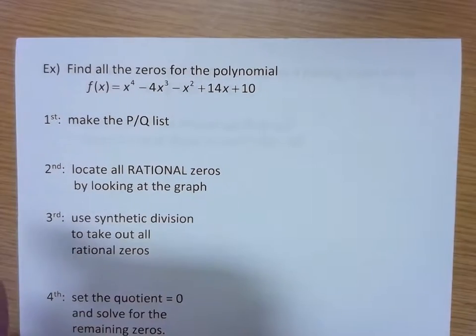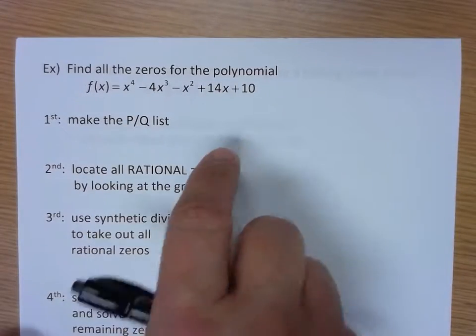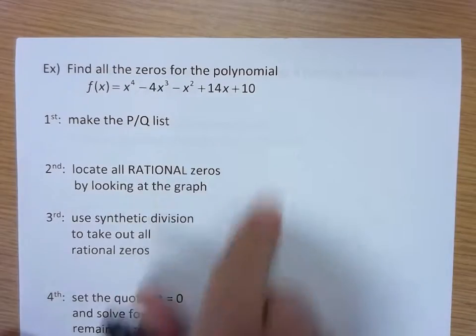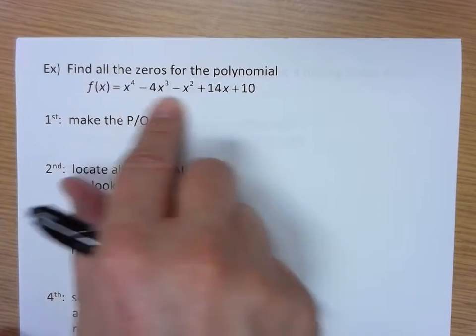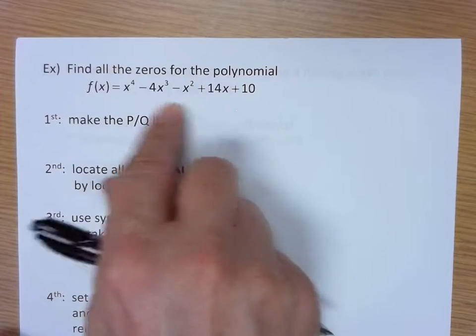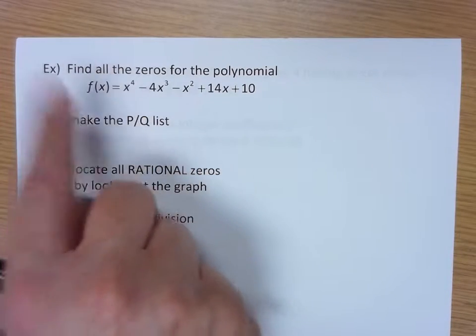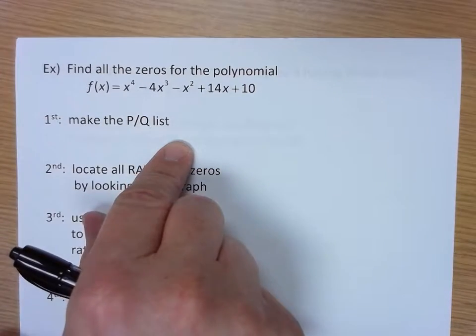You need another example to make sure you get the entire process down pat. So I've got another similar problem. I'm asked to find all the zeros for the polynomial. It's a degree 4 polynomial, so it should have a total of 4. First thing is to make that P over Q list.